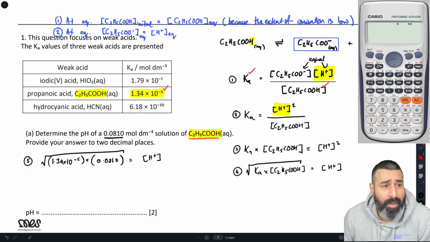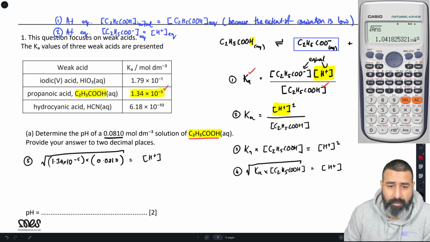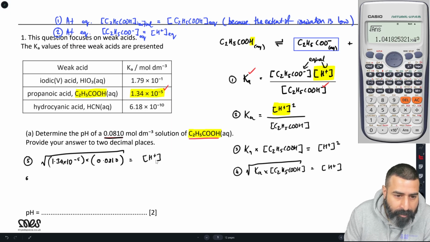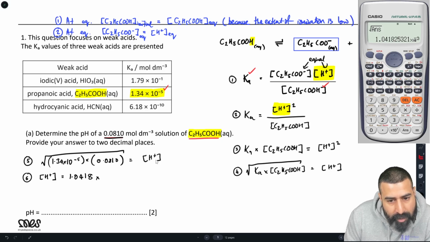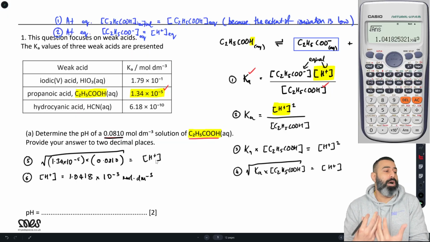So let's show you how we might do it. Okay, so let's see how we might do it on a calculator. So what we're going to do, brackets always helpful here. So 1.34 times 10 to the minus 5 multiplied by 0.0810, close brackets, and that equaled whatever it equals. And then I'm going to square root my answer, and that is my H plus concentration. So my hydrogen ion concentration equals 1.0418 times 10 to the minus 3 moles per decimeter cubed.